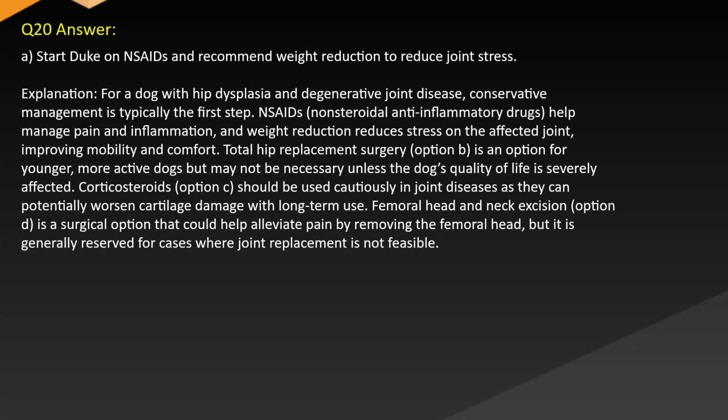Total hip replacement surgery, option B, is an option for younger, more active dogs but may not be necessary unless the dog's quality of life is severely affected. Corticosteroids, option C, should be used cautiously in joint diseases as they can potentially worsen damage with long-term use.